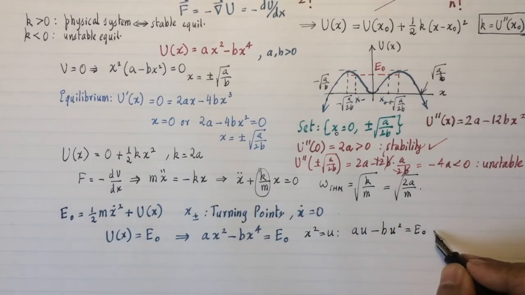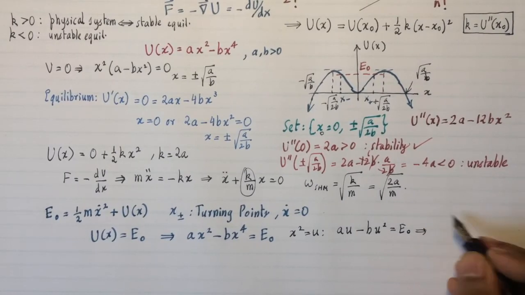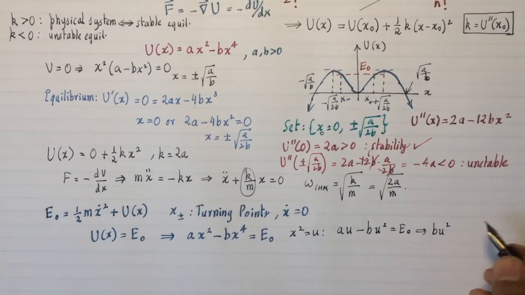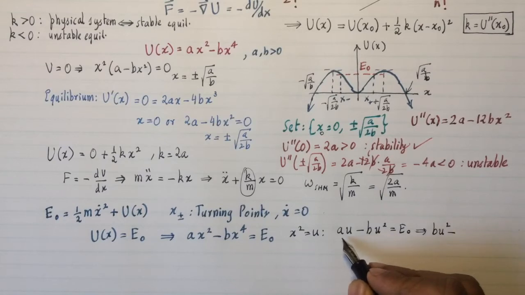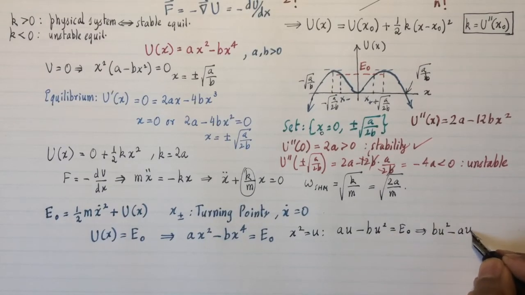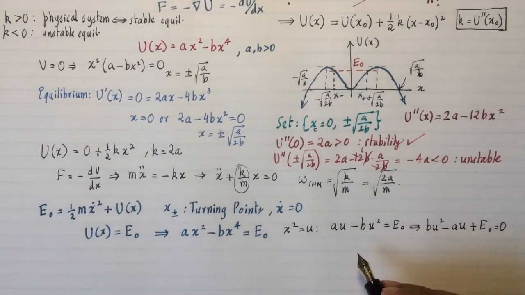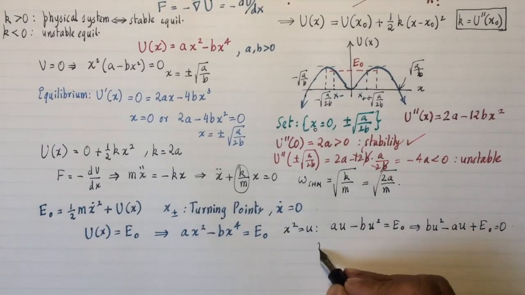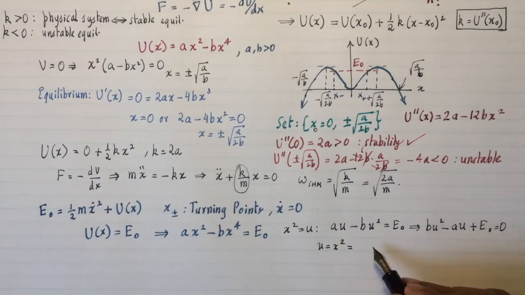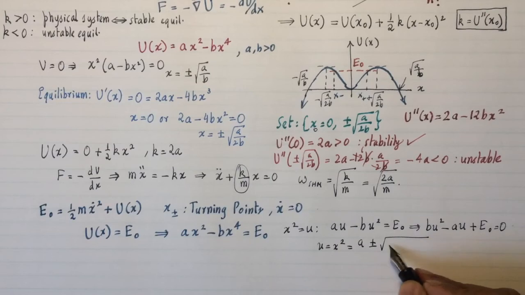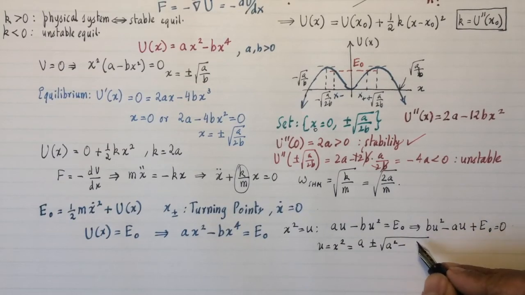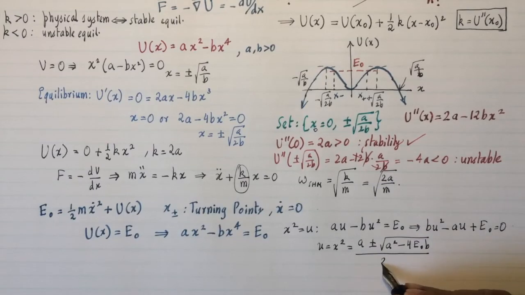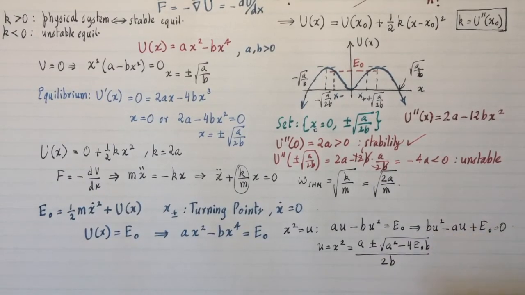And you can solve that by taking the b u squared to the other side. I don't like having this coefficient of u squared negative. So I get b u squared minus a u plus E naught equal to 0. And then you solve it just like you did in high school. So u, which is equal to x squared, is negative b, which in this case is a, plus or minus the square root of b squared minus 4ac, which is going to be 4 E naught times b, divided by 2a, which in this case is 2b.